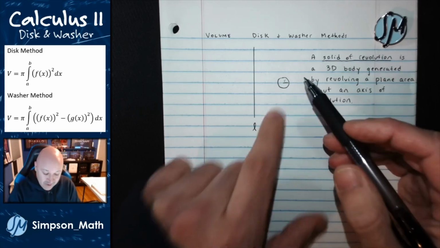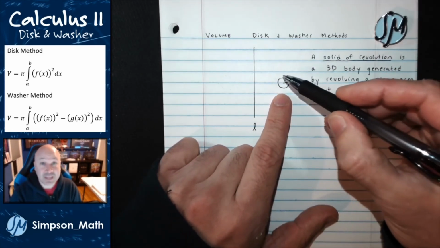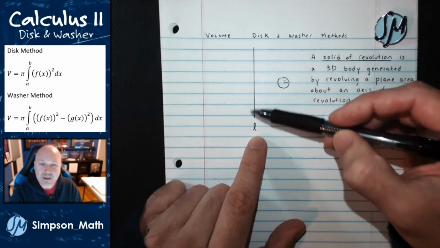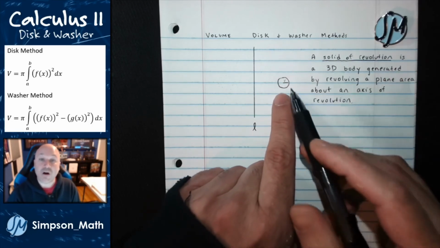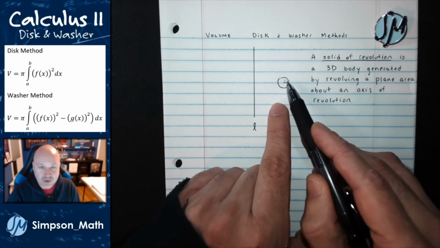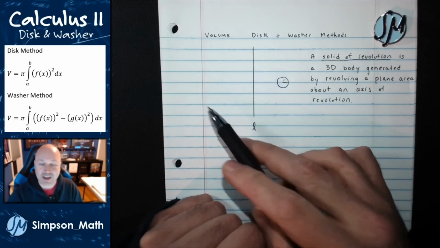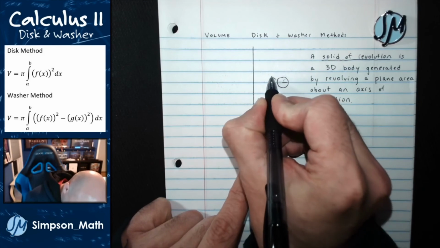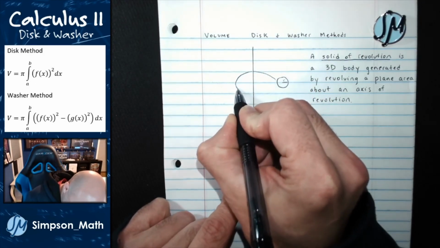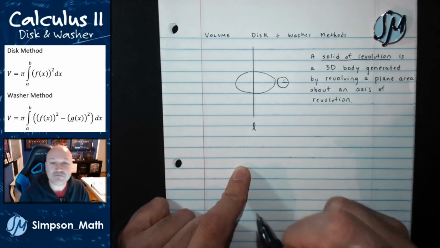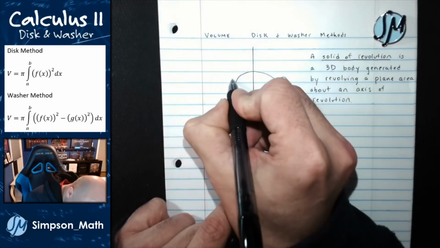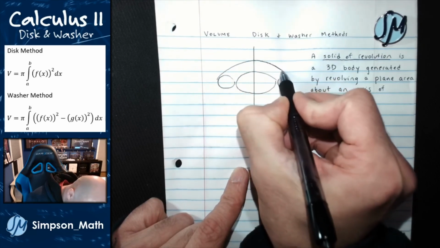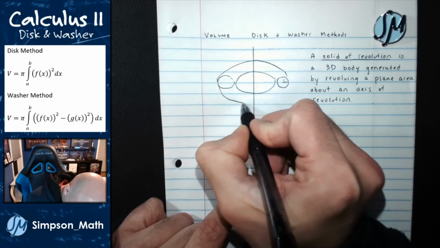So right here, I've got a circle, just this plain two-dimensional circle with radius r. And over here I have a line, and what I'm going to do is revolve that plane circle about that line. So I'm going to take that circle and push it through the paper, and revolve it around that line of revolution. So it should look something like this, passing through.